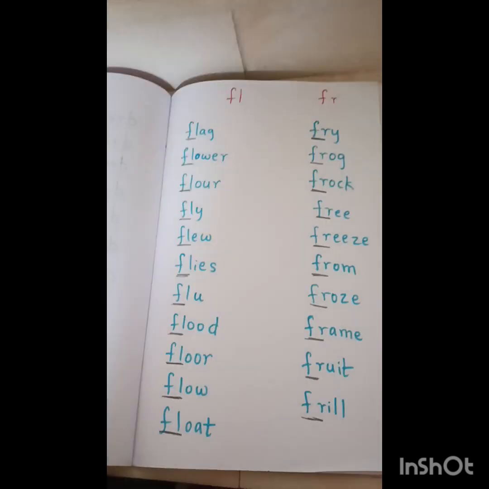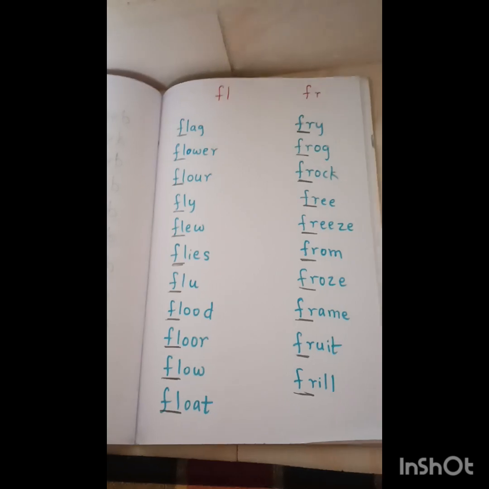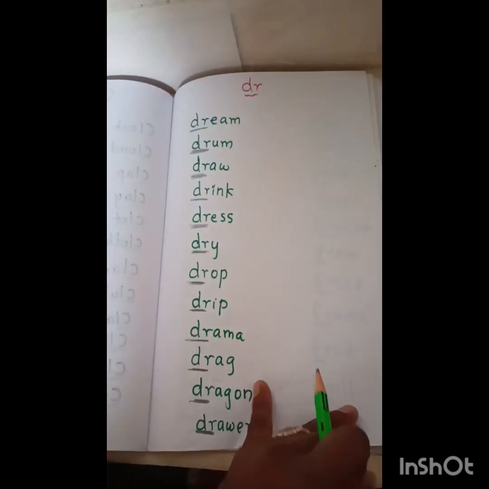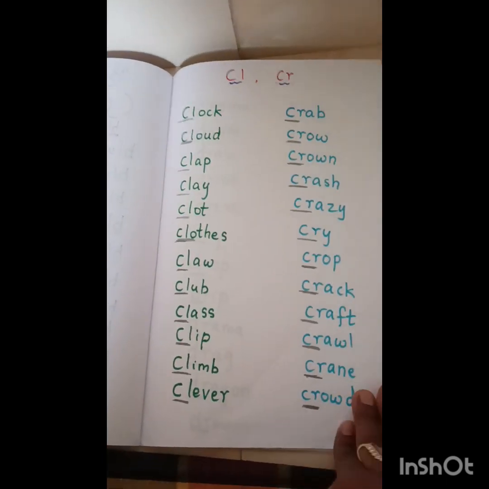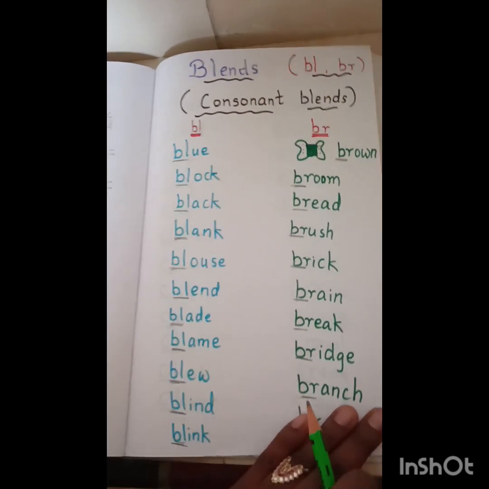So like this we can give more examples, children. The words starting with fr and fl, starting with dr, starting with cl and cr, and starting with bl and br.